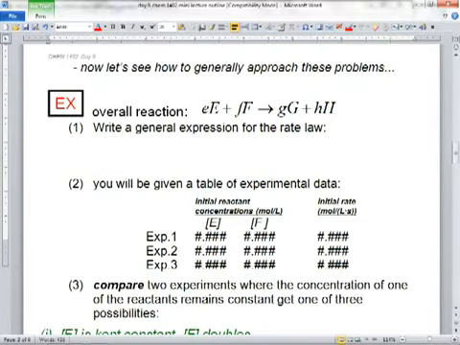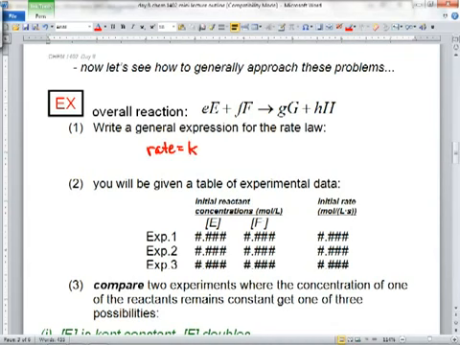Okay. Now let's see how we're generally supposed to approach these problems. So this is just in general what it's going to look like. Notice in the number 2 they give us a bunch of numbers for experiments. Okay. So they give us this overall reaction. Alexa, how would you write the general rate law? I'll get you started. Rate equals, what would you write? K, and keep going.